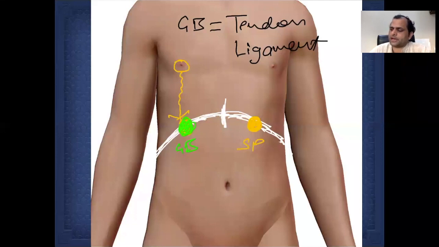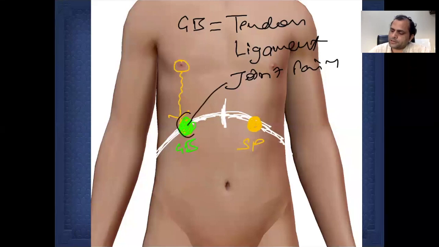So if there is any ligament injury or joint pain in the body, then this point will be tender and painful. Otherwise, this point will not be tender and painful. So when the gallbladder point is tender and painful, it indicates either a problem in the gallbladder organ or a problem in the tendons, ligaments and joints.